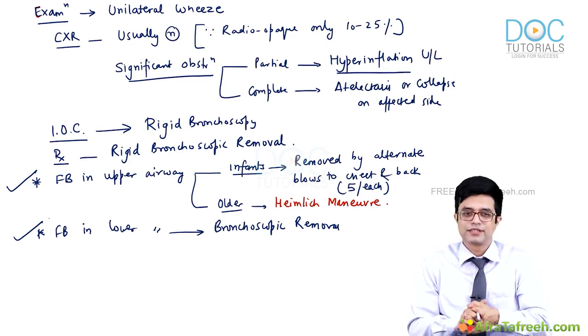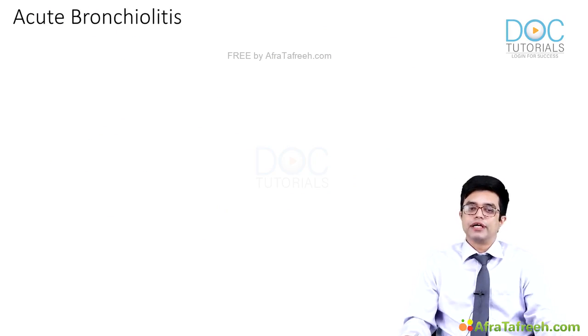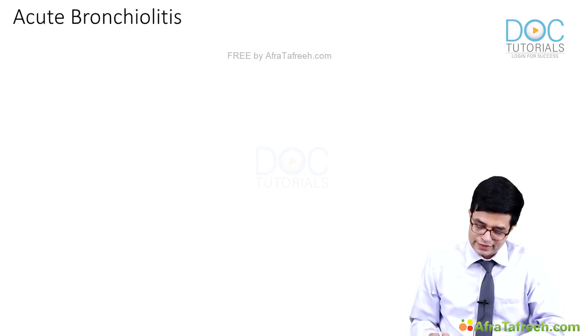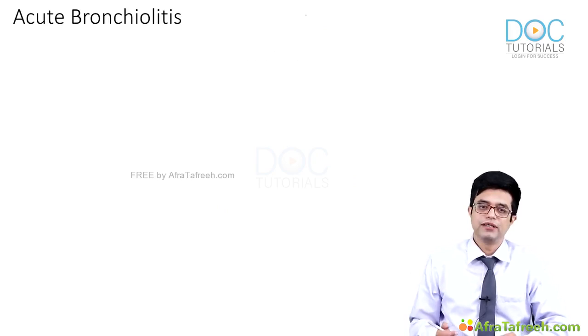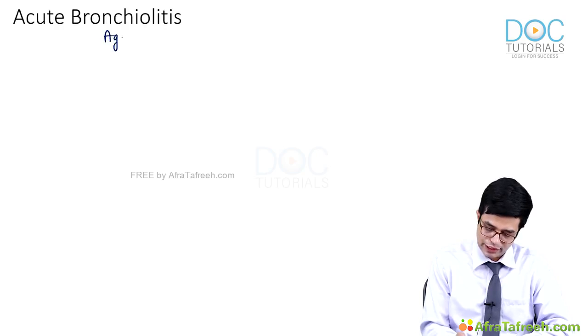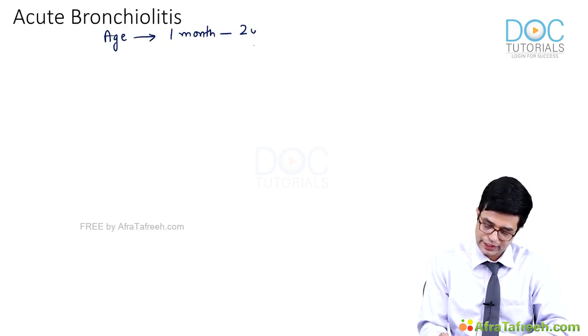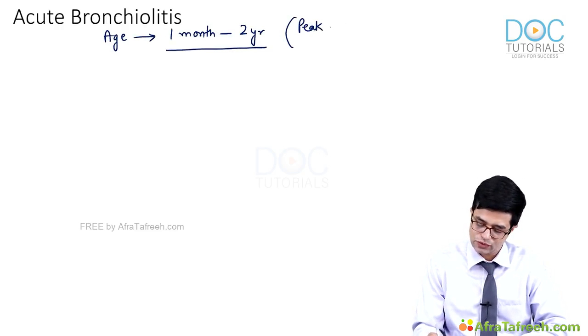So welcome back. Let us now move from foreign body aspiration to the next topic, that is acute bronchiolitis. Acute bronchiolitis is an acute infection and inflammation of the terminal and respiratory bronchioles. First of all, what is the age during which bronchiolitis happens? It occurs in the age group of 1 month to 2 years. It is virtually never seen beyond 2 years of age. Peak age is around 6 to 8 months.